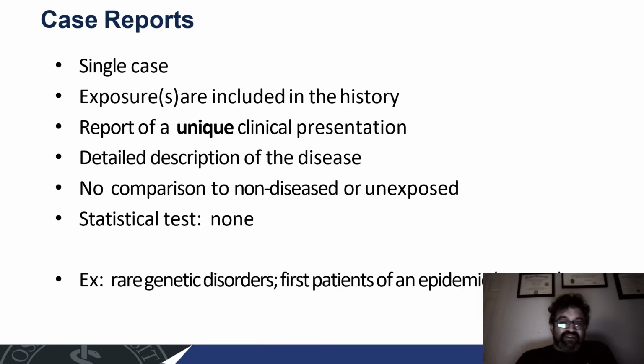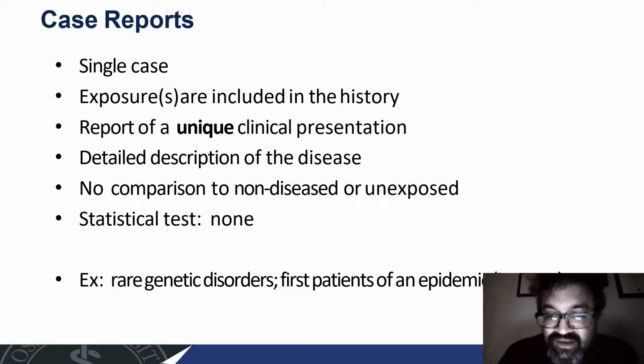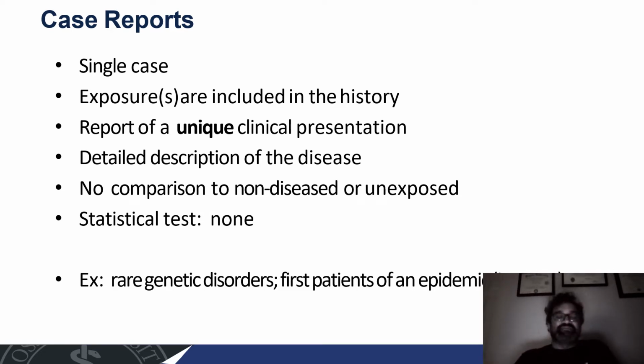But over here, for case reports, we're going to go into a little bit more detail. It's a single case, like I was telling you, with exposure included in the history. This is just a run-through of what I just told you. A report of a unique clinical presentation, a detailed description of the disease, no comparison to non-disease or unexposed, and statistical test: none. Examples of this are rare genetic disorders, or the first patients of an epidemiologic study.